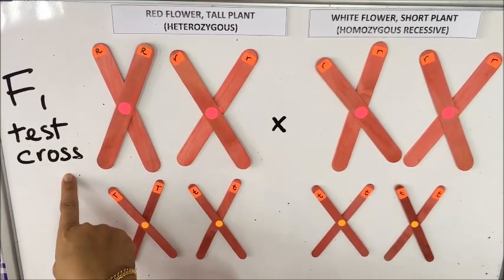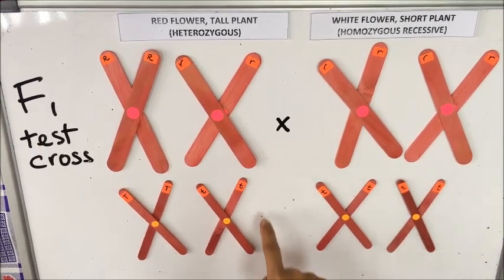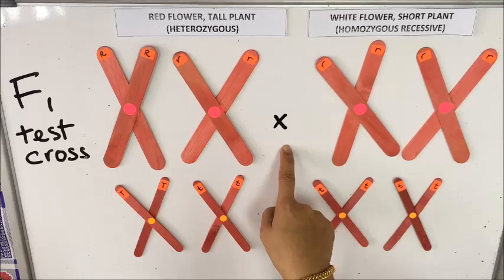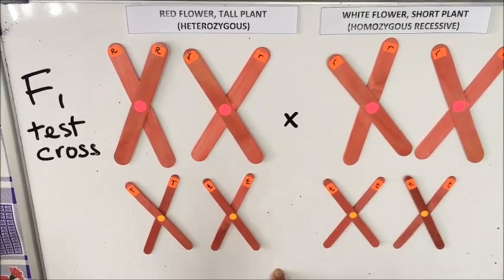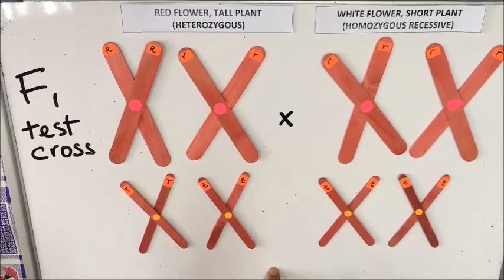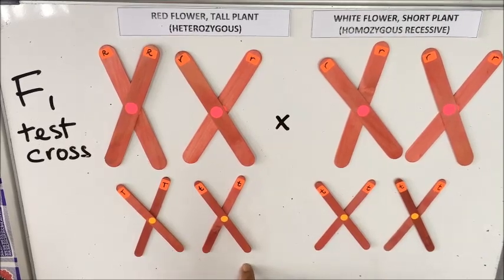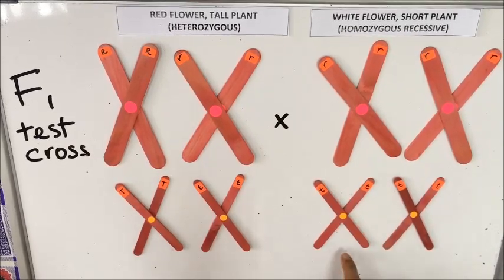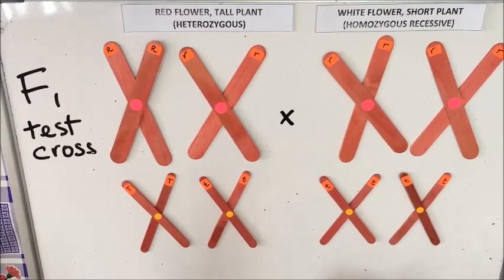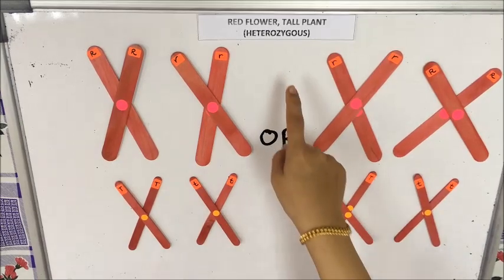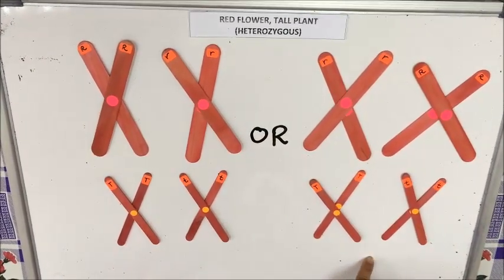In the F1 test cross, the F1 offspring, which is heterozygous, is crossed with a homozygous recessive plant. During metaphase 1, the homologous chromosomes will assort independently. The heterozygous parent will produce 4 types of gametes, while the homozygous parent will produce 1 type of gamete.